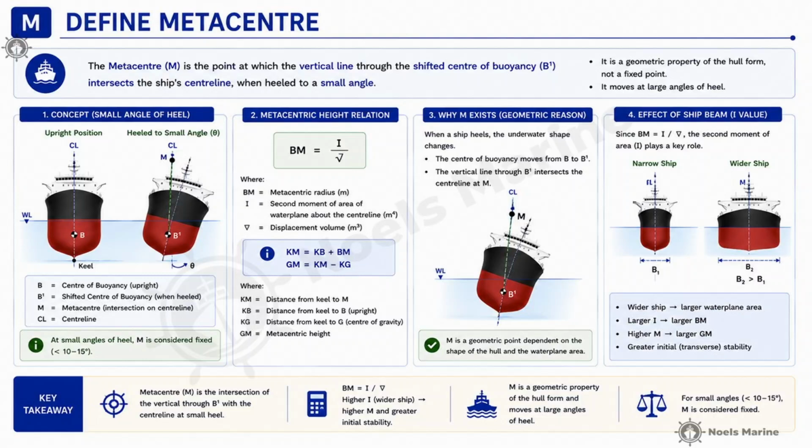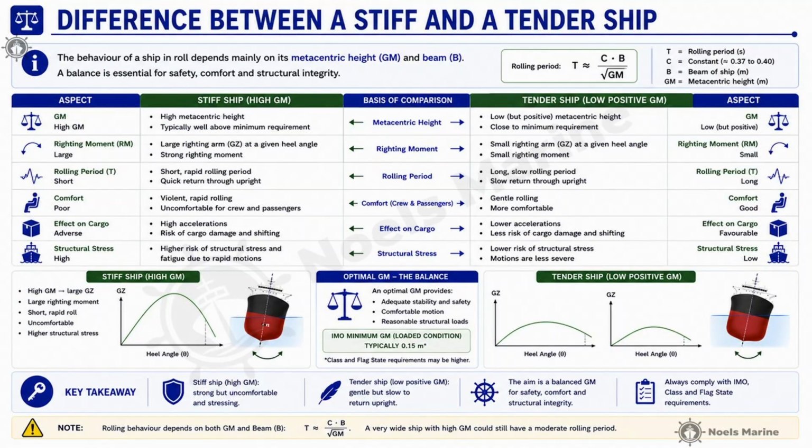And finally, Section 5, the difference between a stiff and a tender ship. So what is the real practical difference between stiff and tender ships? Well, a stiff ship has a high GM, and that creates a very large righting moment. However, this means the rolling period is very short and fast. The result, it's a highly uncomfortable ride for the crew, it poses potential damage to your cargo, and it puts severe structural stress on the ship itself.